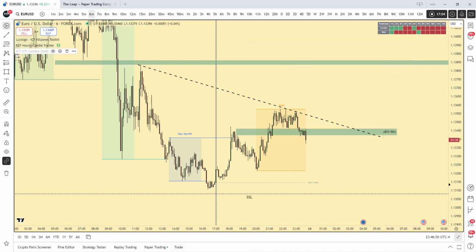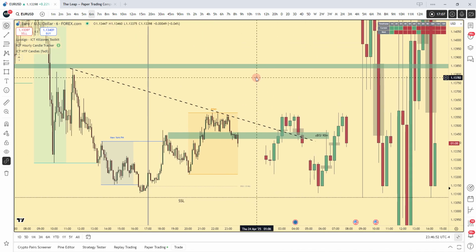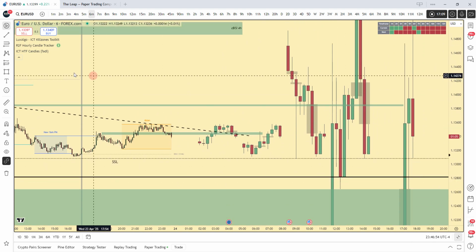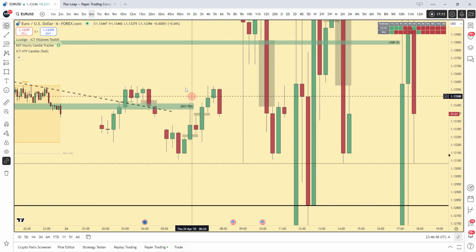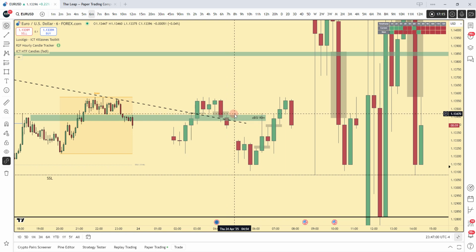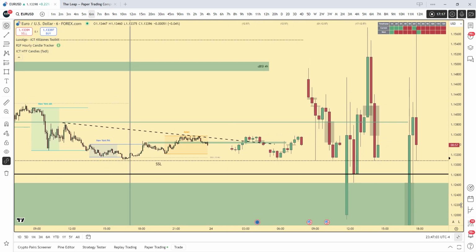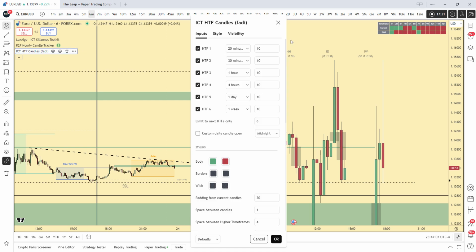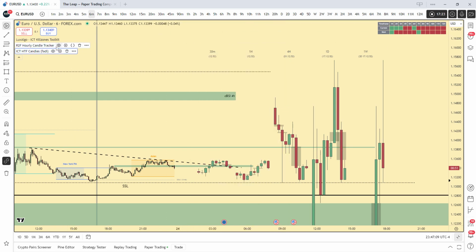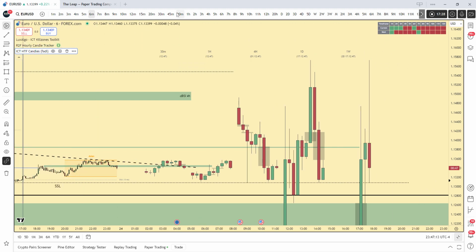Yeah, these are the indicators I use, by the way. So I have the ICT higher time frame candles by Fadi. Okay, shows you gaps. This is the 30-minute, 1 hour, 4 hour, 1 day, 1 week. There's a lot of settings you can use yourself. Very nice indicator. I have my own indicator that I've made to show me the candles.